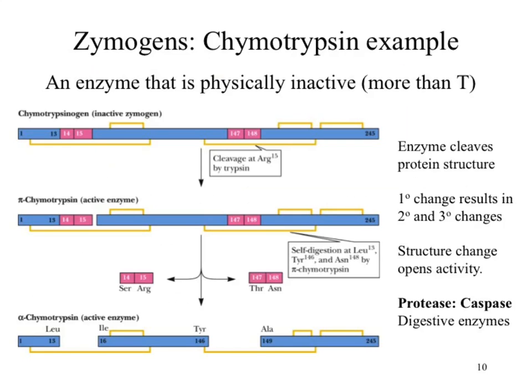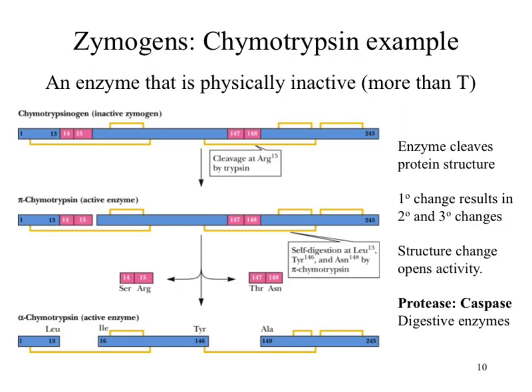What we've again done is opened up a section where now we have these three pieces that can fold around each other, and we now have our uber active alpha chymotrypsin. So it's like cascading. Yeah. So in each of these primary structure changes, we can induce a secondary structure change.